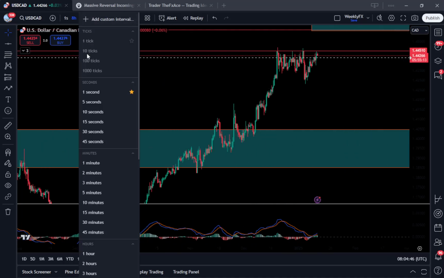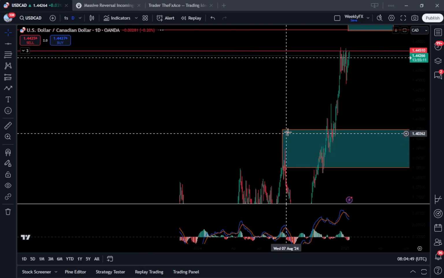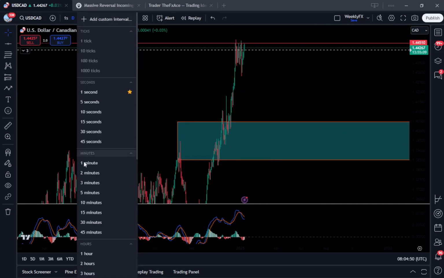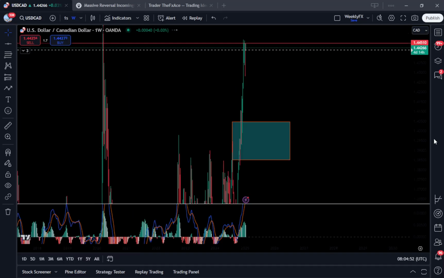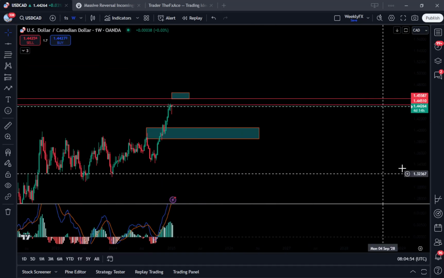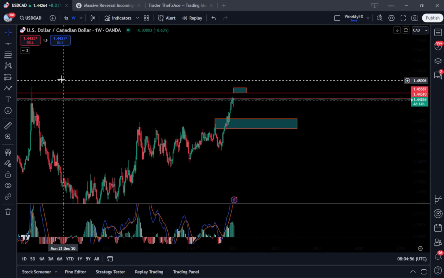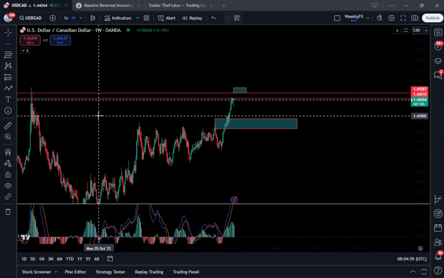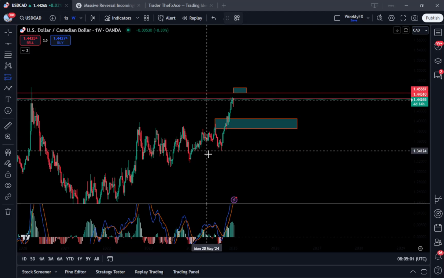Again, we mark this box area. It's easy to just draw the fib lines on this move up.